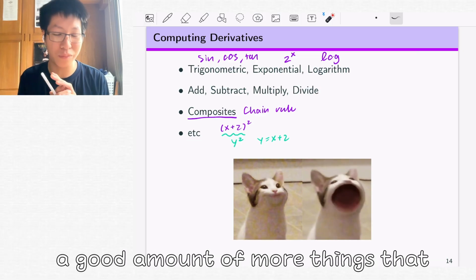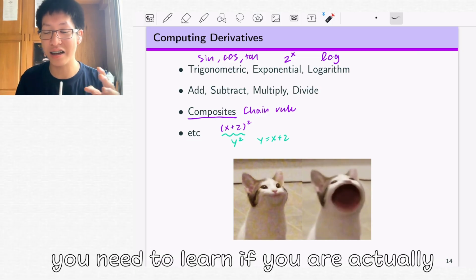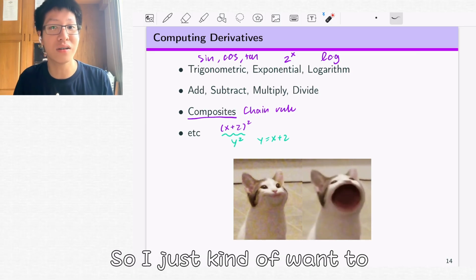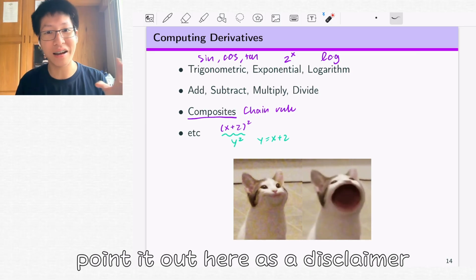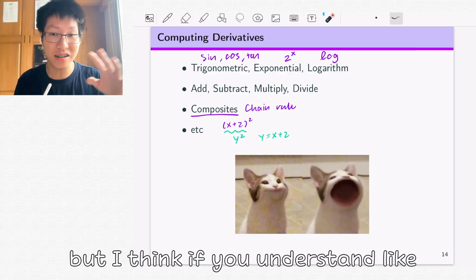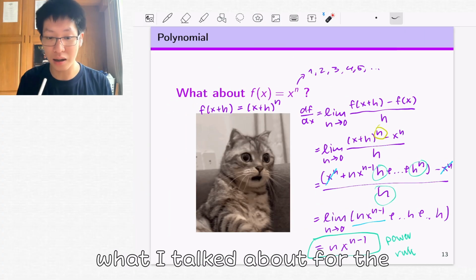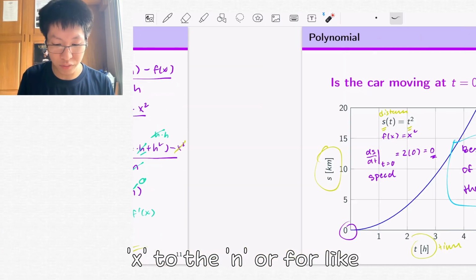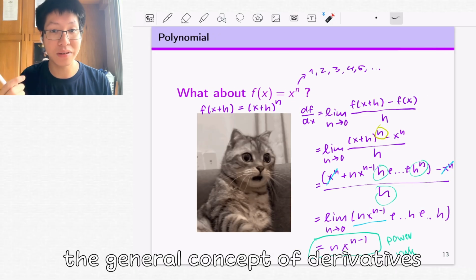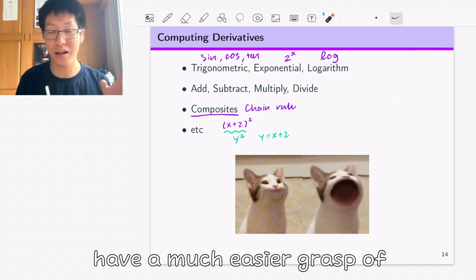And there are a good amount more things that you need to learn if you're actually going to do this course. So I just want to point it out here as a disclaimer, but I think if you understand the main idea behind what I talked about for x to the n, or the general concept of derivatives, you can have a much easier grasp of this concept.